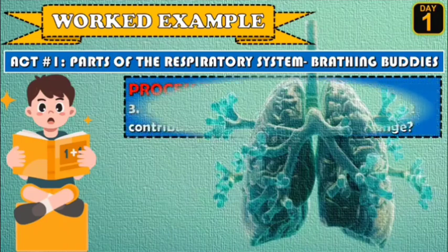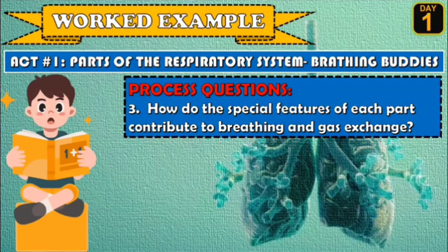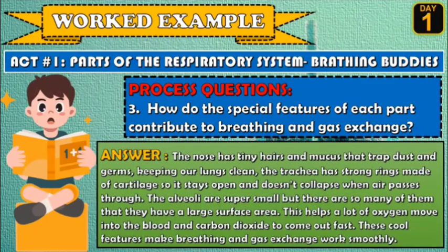Process question number 3. How do the special features of each part contribute to breathing and gas exchange? Your possible answer is, the nose has tiny hairs and mucus that trap dust and germs, keeping our lungs clean. The trachea has strong rings made of cartilage so it stays open and doesn't collapse when air passes through.